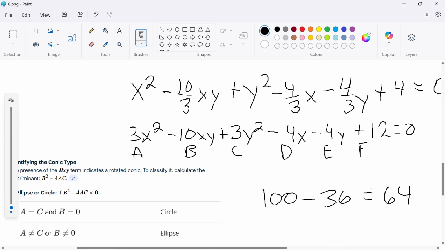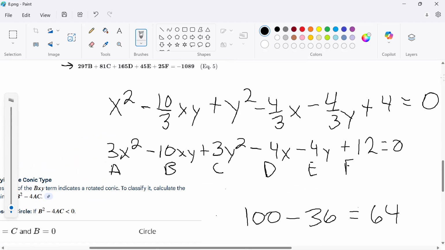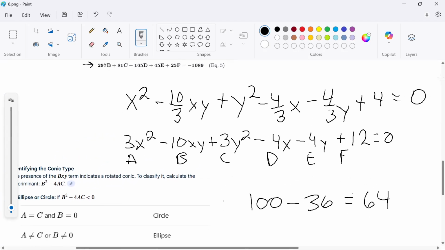Remember, I'm putting the A. So it's ax squared, and A is just 1. These are the answers from the matrix. A is just 1. I remember that from the start. So I put in negative 10/3.